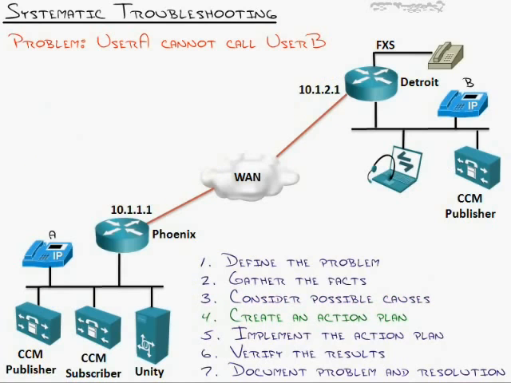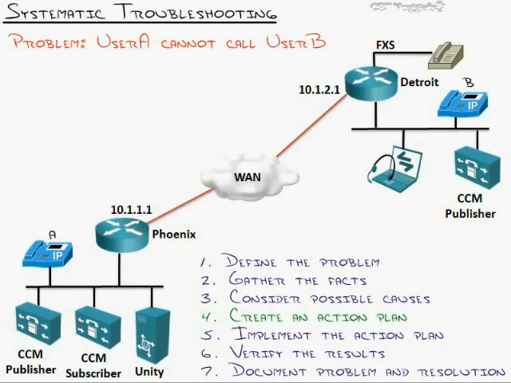So step 4, creating the action plan, is directly based on the previous step, which is, okay, from the most likely cause, which I figured the transcoder was out of resources, my action plan is to use the real-time monitoring tool to check my baseline of transcoder resources and see if my transcoder resources have been exhausted.